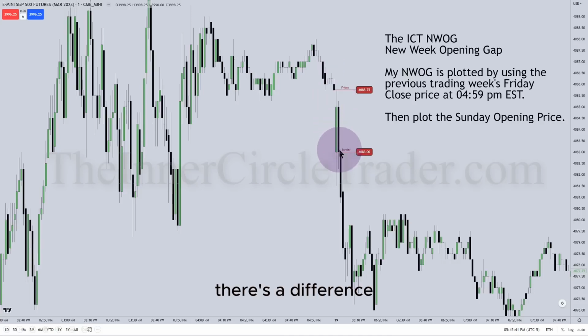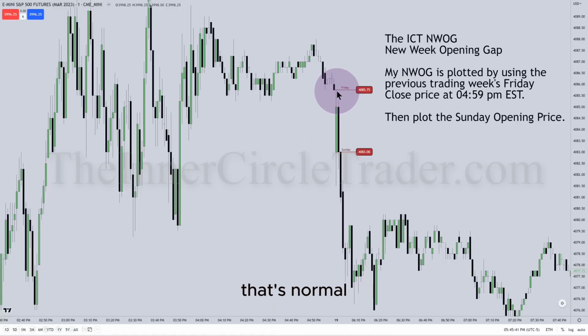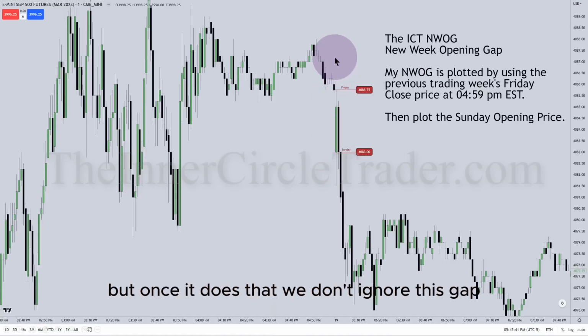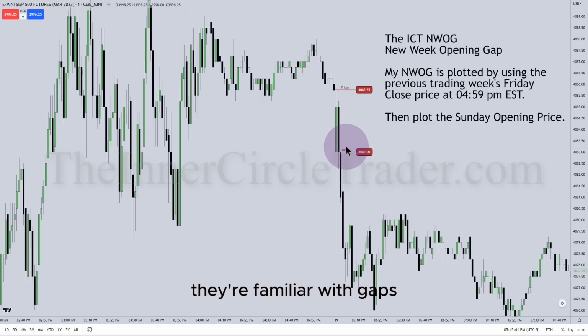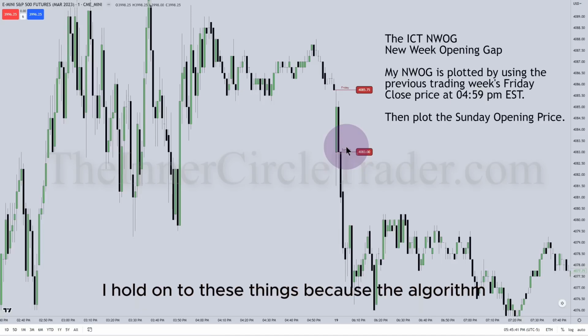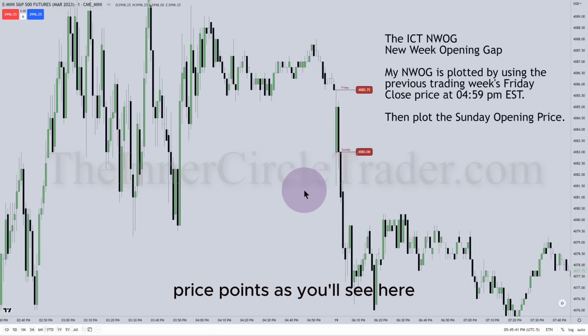there's a difference. Even though we see it trade back up to it here, from the open, trade right back up to it, that's normal. You expect to see that. But once it does that, we don't ignore this gap. Like most other individuals in technical analysis, they're familiar with gaps. Gaps tend to be filled. But once they're filled, they're generally discarded. Not me. I hold on to these things because the algorithm that's delivering price will refer back to these price points, as you'll see here.